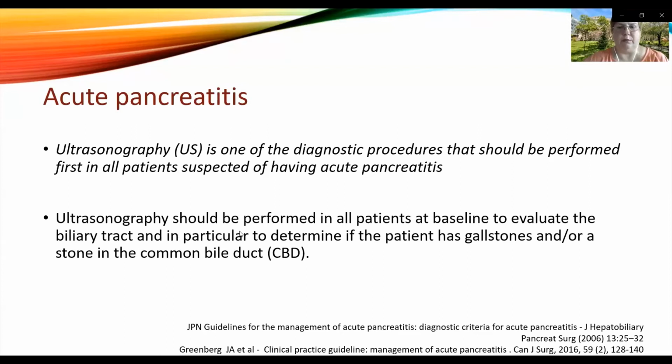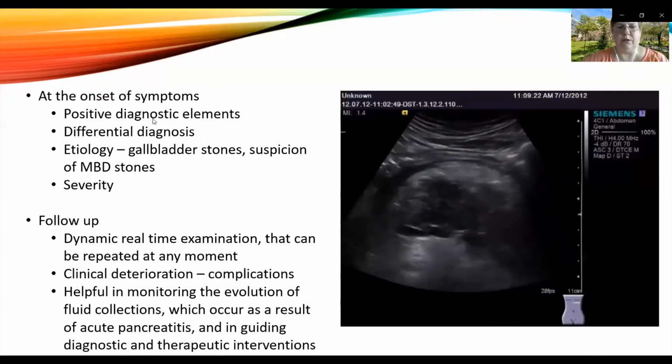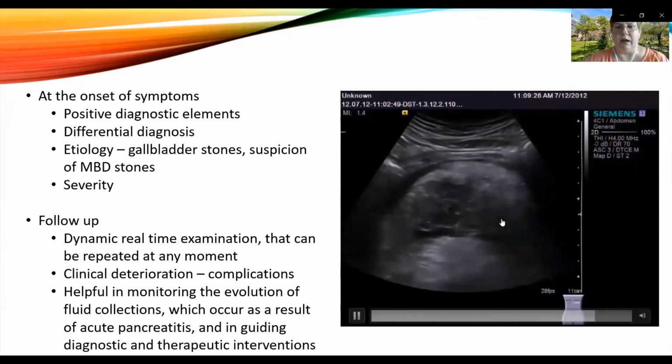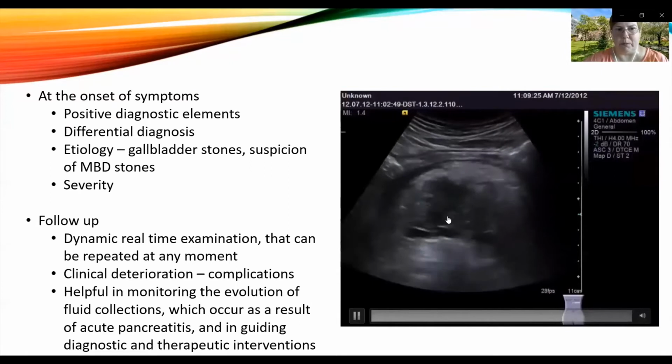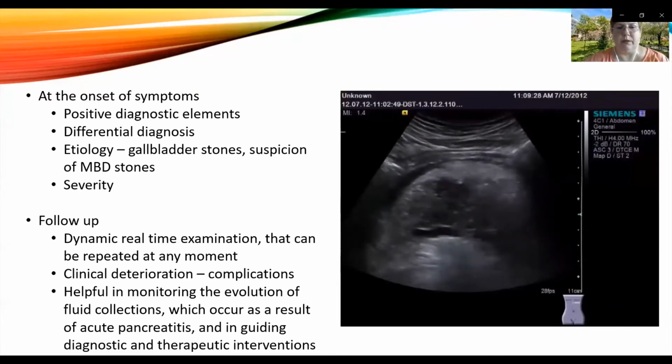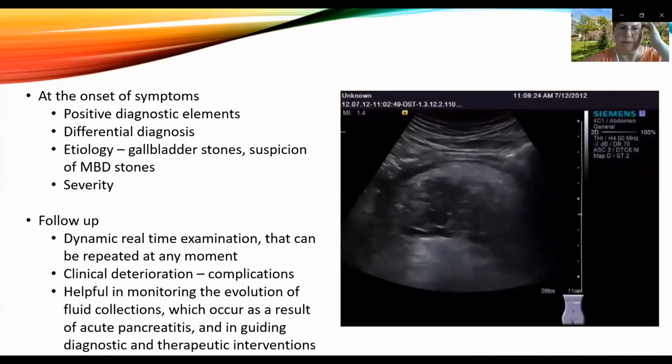It is the best method to evaluate at baseline the possibility of a biliary etiology of the acute pancreatitis. So it's the best method to use to determine if the patient has gallbladder stones or not, or if you have a suspicion that there can be a stone in the main biliary duct. But it can give you also information regarding the positive diagnosis of acute pancreatitis. At onset, you can find positive elements of diagnosis of acute pancreatitis, like an enlarged gland with a hyperechoic bursa omentalis. Remember the landmark that we are using to evaluate the structure. It gives you also the possibility to have differential diagnosis for the symptoms of the patient, gives you information about the etiology, especially the biliary etiology, and the suspicion of stones in the main biliary duct, and can give you also information about the severity.